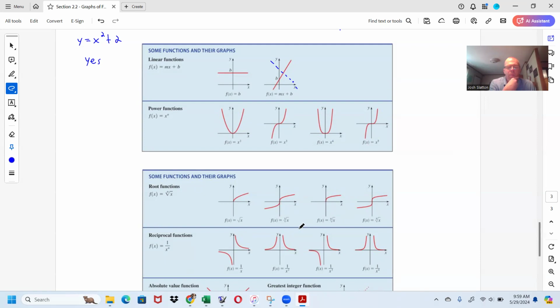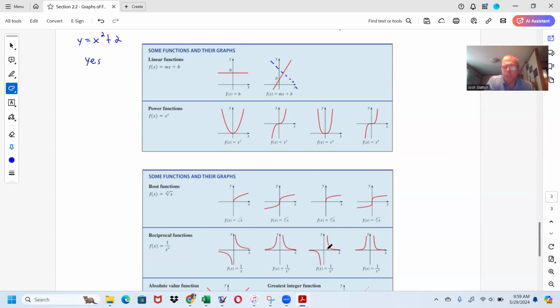Then we have reciprocal functions. So these are functions that are 1 over x to some exponent. So 1 over x looks like this. 1 over x squared, we have on both sides positive, because of course, when you square the x, it's always going to be positive. 1 over a positive number is going to be positive.